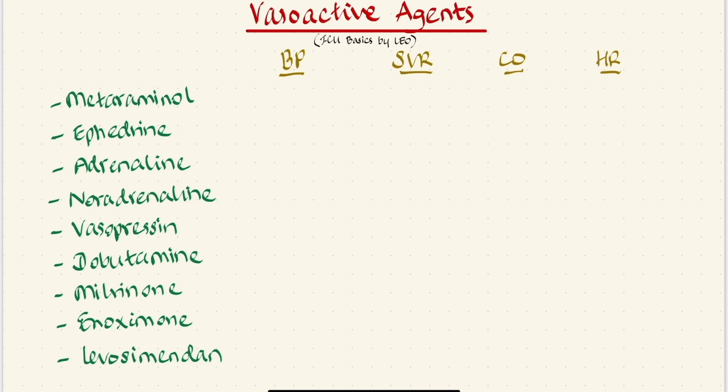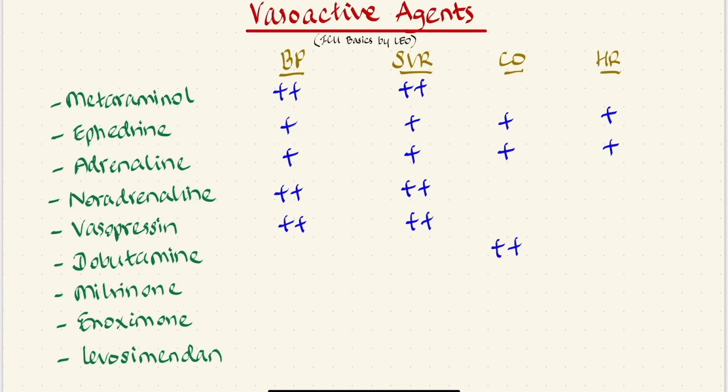So in summary, metaraminol, noradrenaline, and vasopressin are mainly for vasoconstriction to increase systemic vascular resistance. Adrenaline and ephedrine are also helpful for systemic vascular resistance as well as bradycardia. Inotropes such as dobutamine, milrinone, enoximone, and levosimendan are more appropriate for enhancing cardiac output and heart rate. This is a bit about vasoactive agents we can use on intensive care unit.